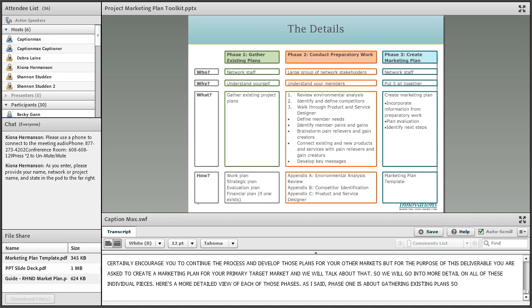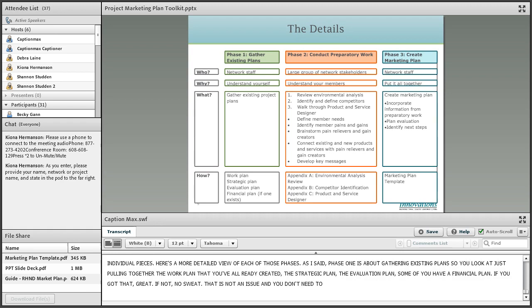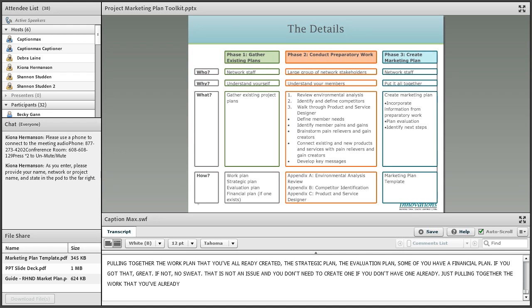Here's a more detailed view of each of those phases. As I said, phase 1 is about gathering existing plans. So you just pull together the work plan that you've already created, the strategic plan, the evaluation plan. Some of you have a financial plan. If you've got that, great. If not, no sweat. That is not an issue, and you don't need to create one if you don't have one already. So it's just pulling together the work that you've already done.